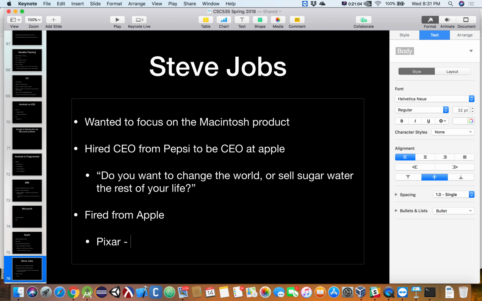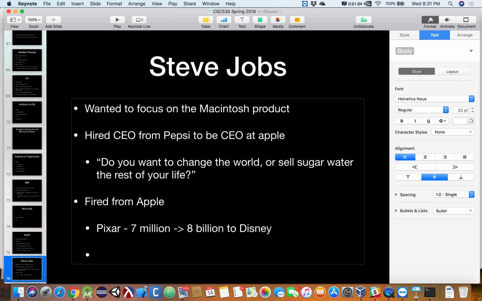So he sold Pixar for about $7 million to Steve Jobs. Steve Jobs, years later, sold it for $8 billion to Disney and maintained control of the board. So he actually pretty much still ran Pixar even after he sold it to Disney. That was pretty profitable. That was years and years later. So, he bought Pixar early on.